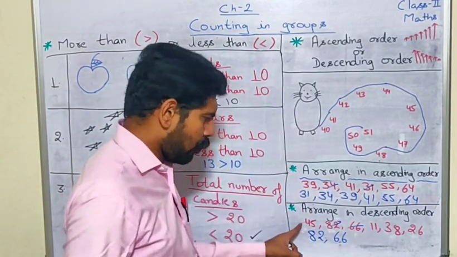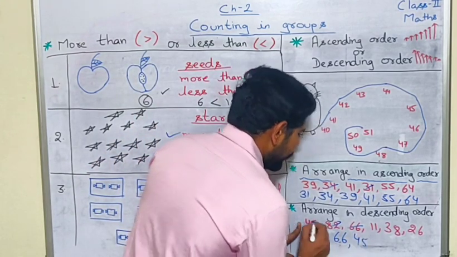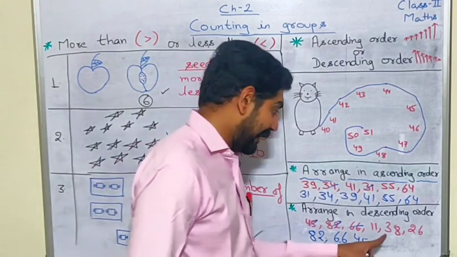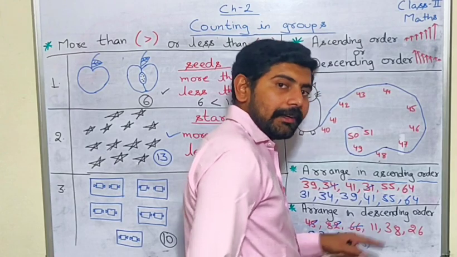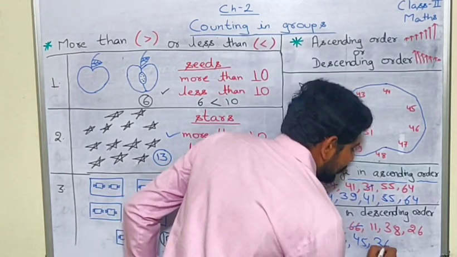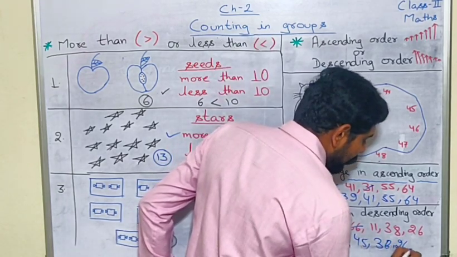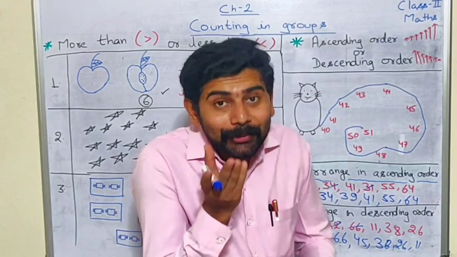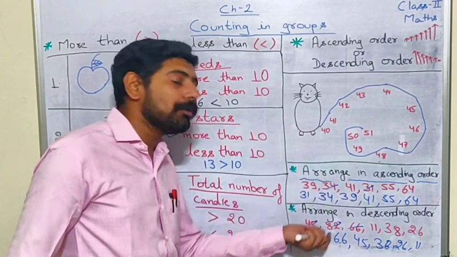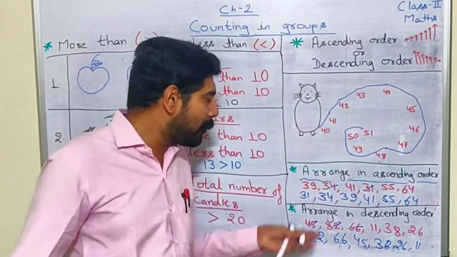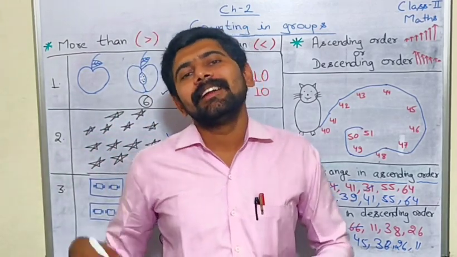Now which number will come? 38? No, 38 is less than 45. That means here we will take 45. Now which number will we take? Which is bigger among all of them? 38. Then 26. Then 11. So easy. Yes or no? So easy to solve. You can also solve some more questions from the book like this. Okay, children? Let's move to the next.